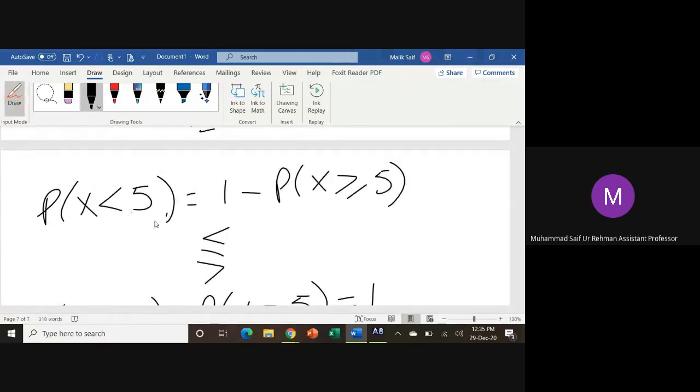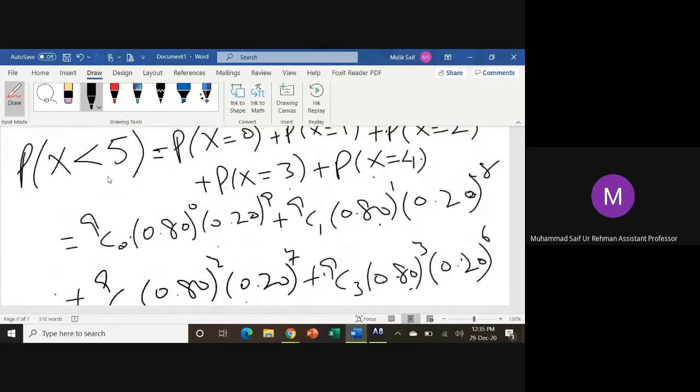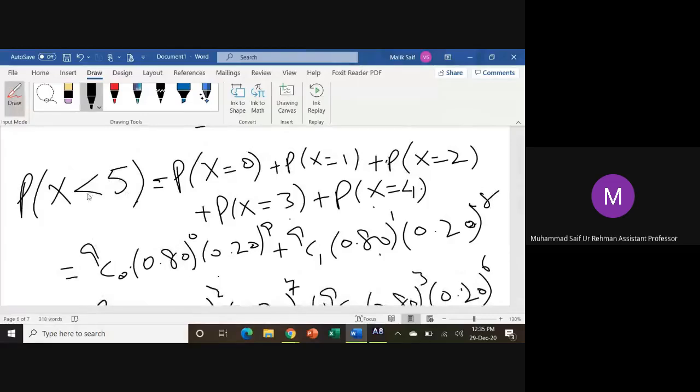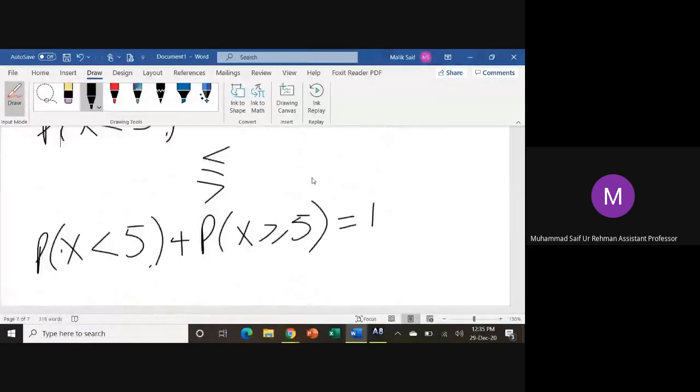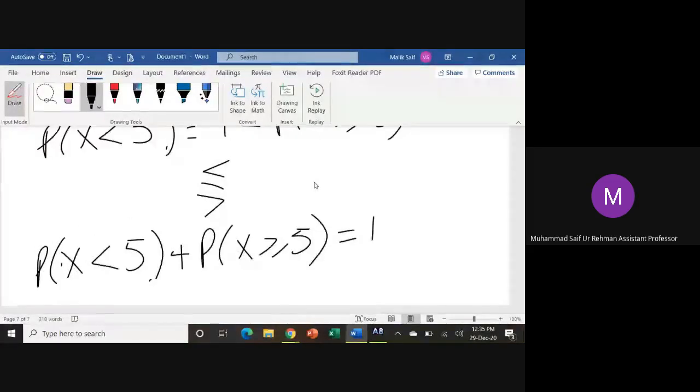So you can adopt this route. Simply you can start from 0, as it is x less than 5, so up to 4. These 5 terms will be there. And if you are interested in using this route, then how will you take it? How will you solve it?